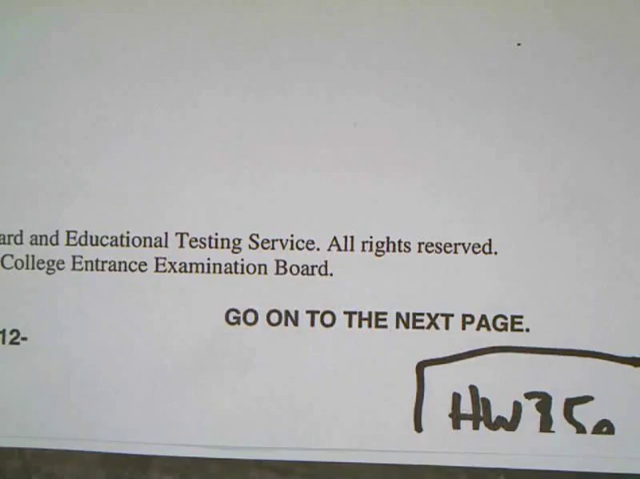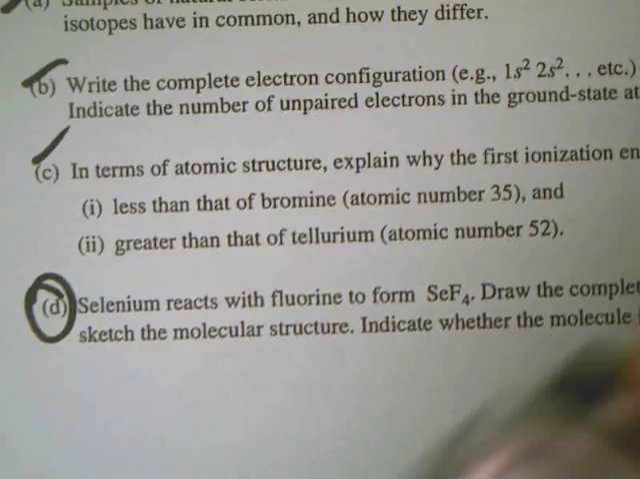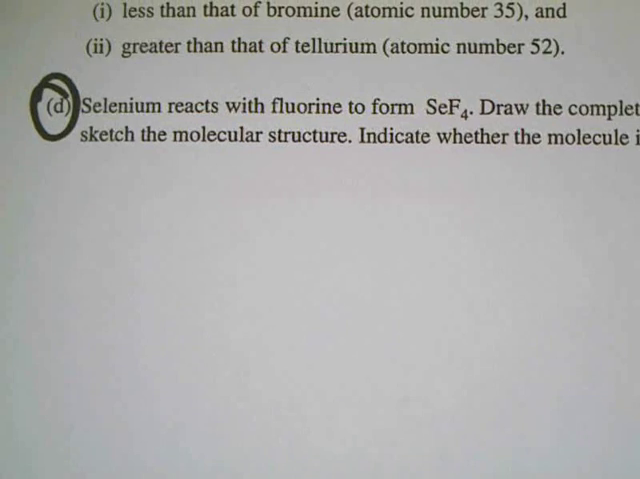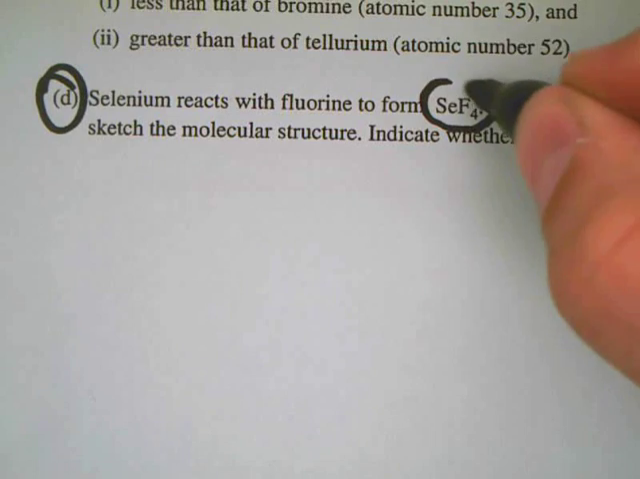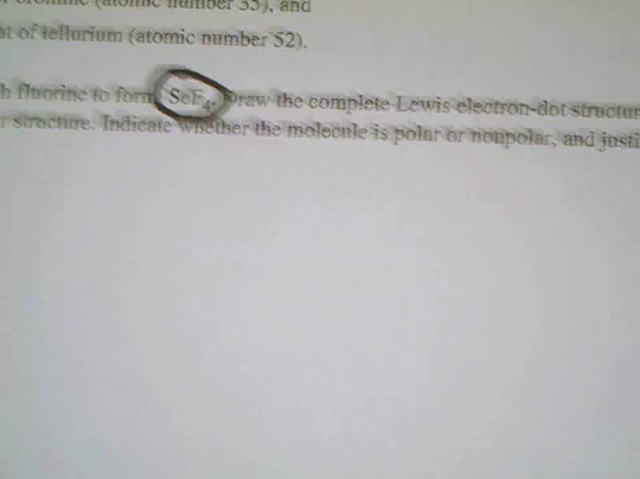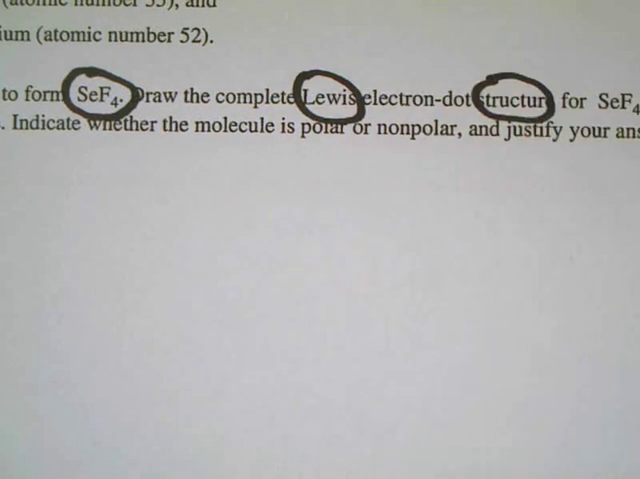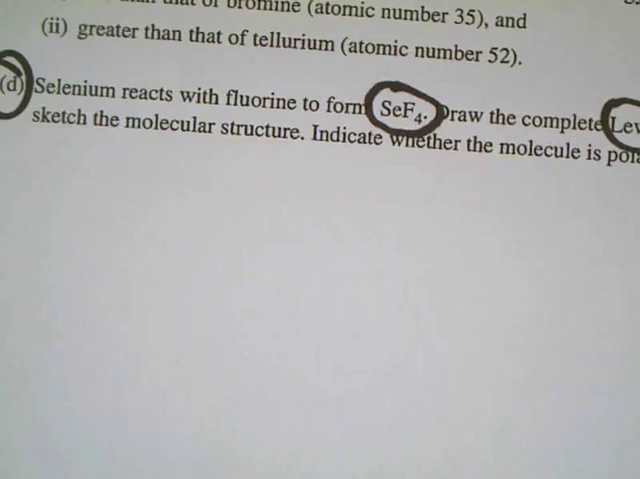I tried to make it a little bit bigger for you guys this time, but this is the best we got right now. So this was from the 2000 examination, and let's go through the questions here. The first question, actually it's just one question, it's D. It says, selenium reacts with fluorine to form SeF4. And it says, draw the complete Lewis electron dot structure, same thing as just saying the Lewis structure, for SeF4, and sketch the molecular structure.